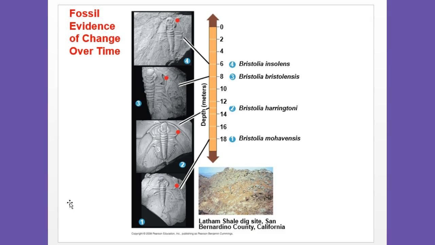What this figure is showing on page 462 is fossil evidence of change over time. Alright. These fossils are just a few in a series discovered in the Latham Shale bed, which was deposited between 513 and 512 million years ago. The sequence shows change over time in the location and angle of the spines of the head shield, here marked by the red dots here, of these organisms. Okay?